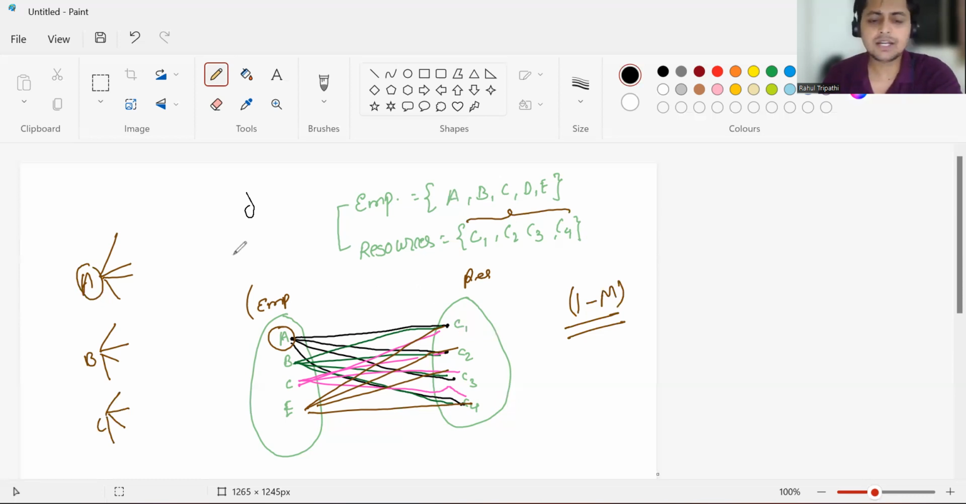But in the real world, this is not going to happen. Let's suppose there is one employee. I'm not going to give him access to all the systems; I will give access to one system. So for example, this person A is not going to get access to all the resources, he will get access to only one system. Similarly for B, I will assign a unique system. Similarly for person C, and for D, I will assign a unique system.